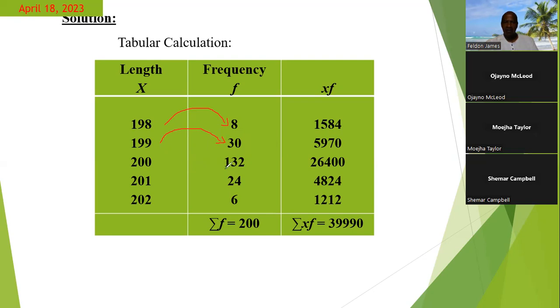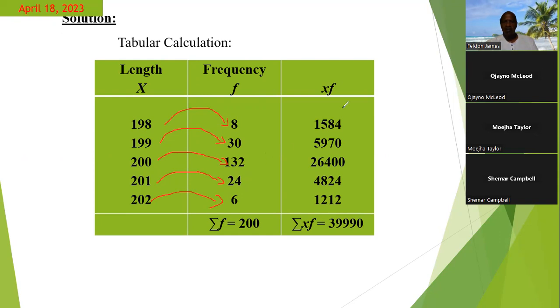Then we multiply 199 by 30, we get 5,970. We multiply 200 by 132, and that gives you 26,400. Then we have 201 times 24. That gives us 4,824. And last but not least, if we multiply 202 by 6, we get 1,212.